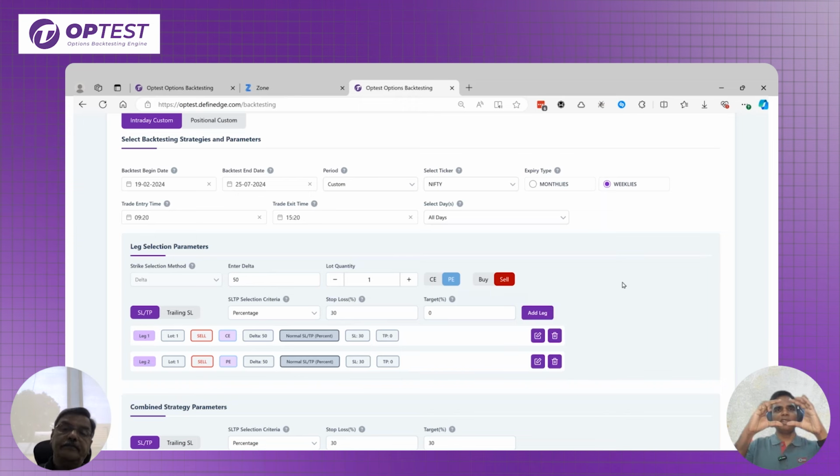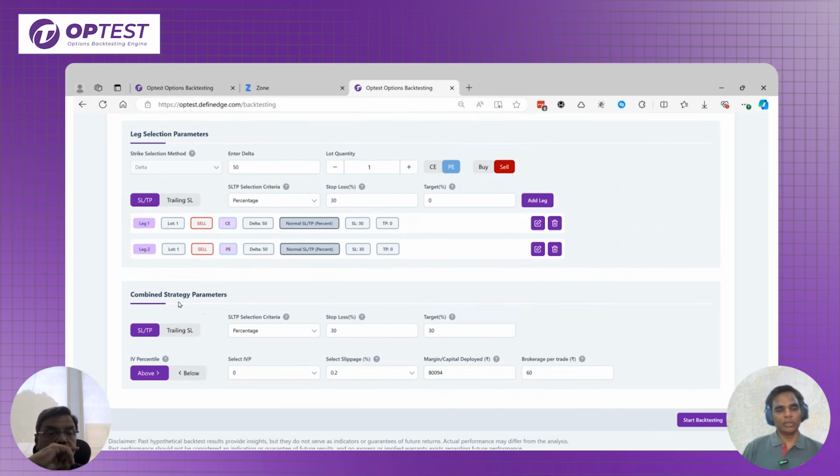Let's say we have a straddle and the market is going in one direction. It's going up, so we exit the call option and keep the put option, so we benefit from the put option. That's the idea. And we can also do a combined strategy, where at the combined level we can also exit. So let's check that as well. Maybe 0 I'll make for now.